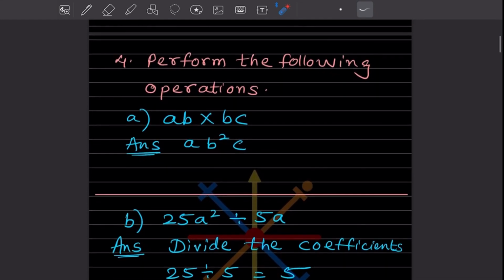Now they ask to perform the following operations: AB into BC. A is alone, so here is alone. B into B, so you know B into B means there is 1 and 1. So 1 plus 1 becomes 2, so B square. And this is C. Okay, so A, B square C.